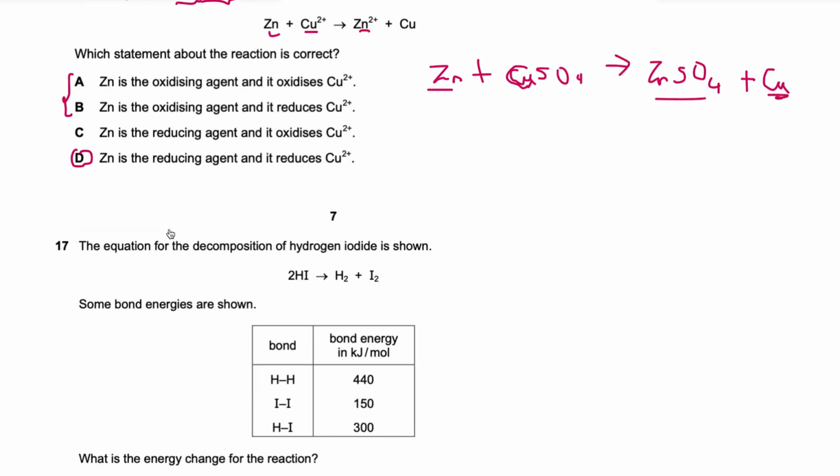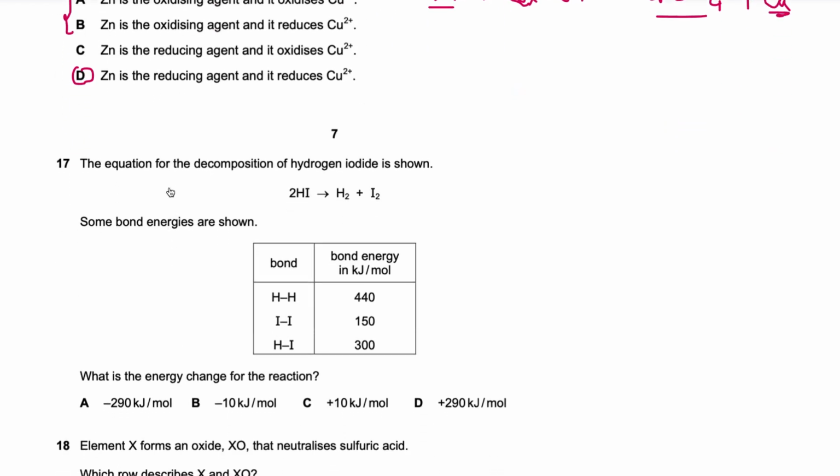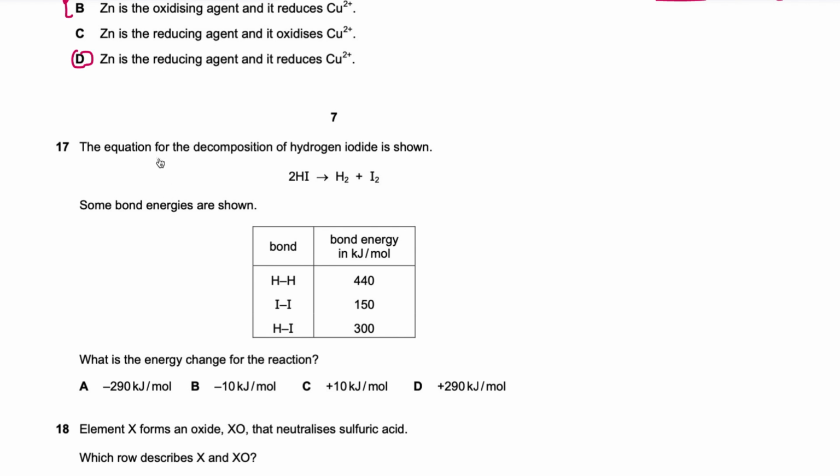Okay, let's move to question 70 to save time. 70 is a calculation. This one is going to take our time. The equation for the decomposition of hydrogen iodide is shown. Some bond energies are shown. Now, what is the energy change for the reaction?